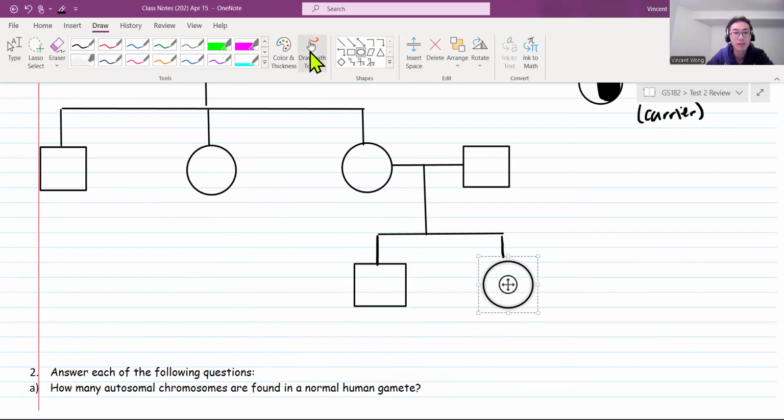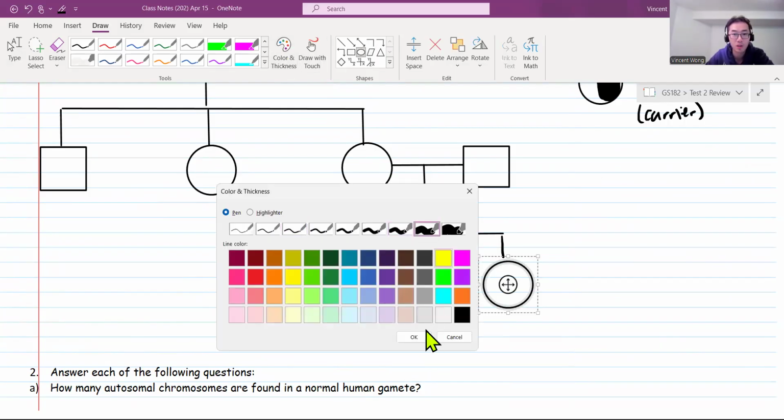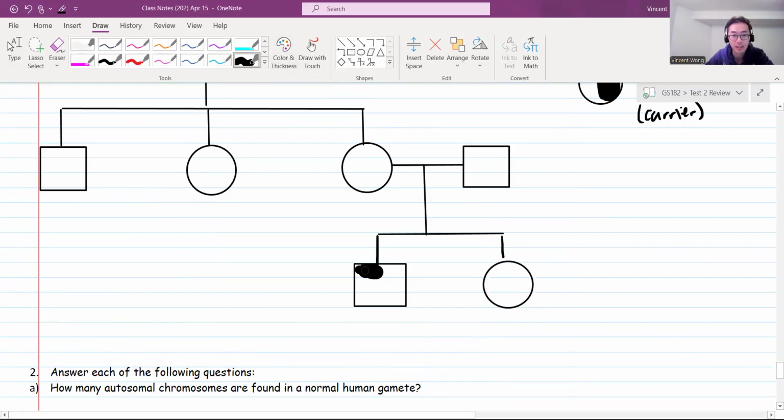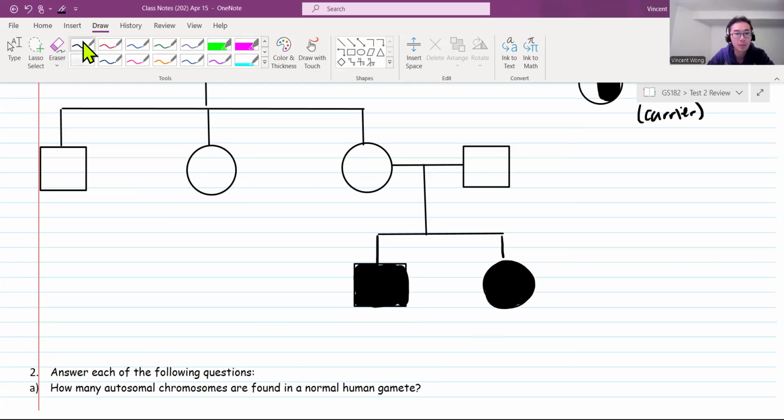On the test, I will give you names for these people as well, so make sure you tell me who's who. Some of you might decide to draw the square here and then the circle, which is fine, but you have to tell me who's who. All right, so let's see what's going on here. This is the hemophiliac son, and the hemophiliac daughter.